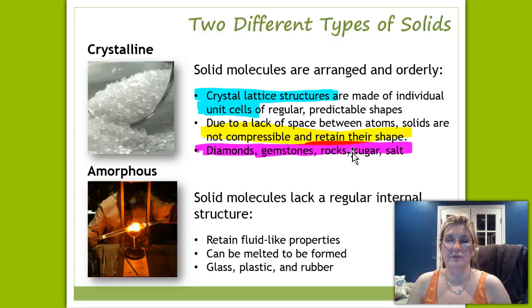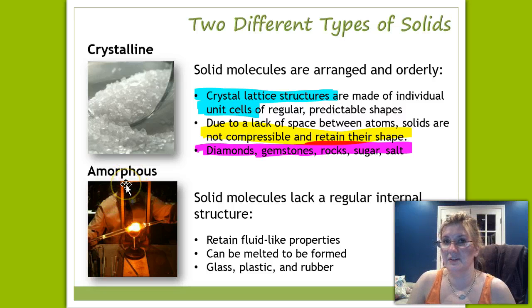Sugar and salt, if you got them under a microscope, you'd see they're clear and colorless. They're not exactly white. They look white because they're all mushed together. But diamonds and gemstones, all these things have regular cuts. They have shapes, and that's what defines them as being crystalline.